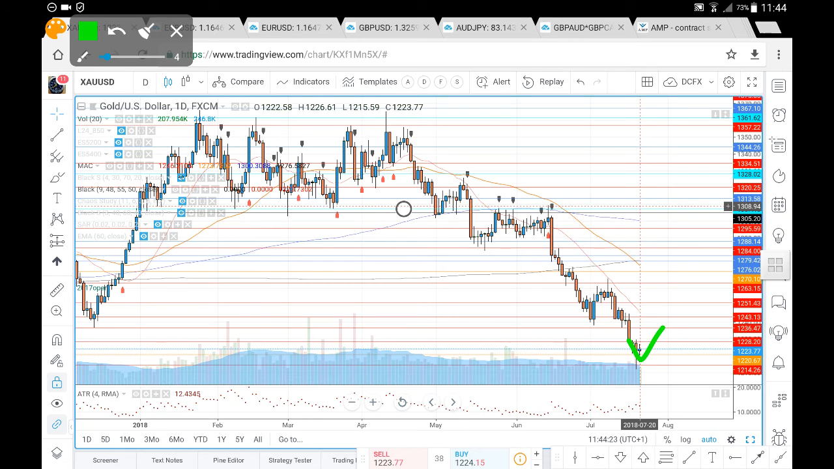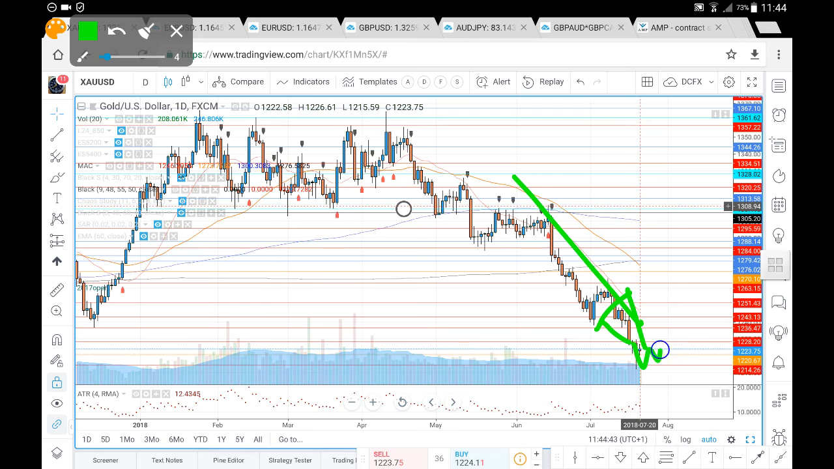So we did see quite a bit of sell side momentum in the previous couple of days, so this might just be a case of profit taking at the end of the week. So we might see a counter trend move up towards possibly 1228, or if there is volatility towards 1236. But it's pretty clear from this daily chart that the overall trend on the XAUUSD is to the downside at present.